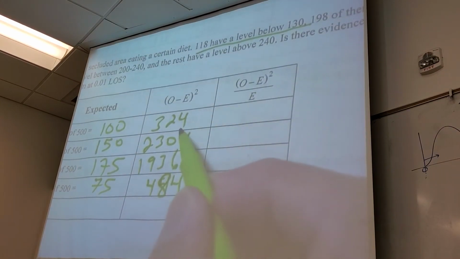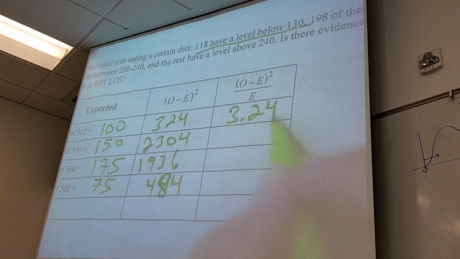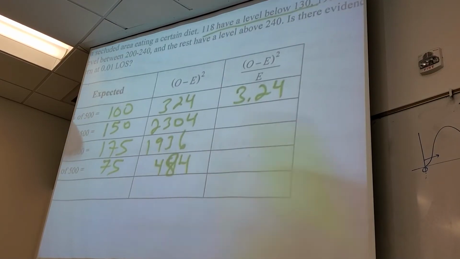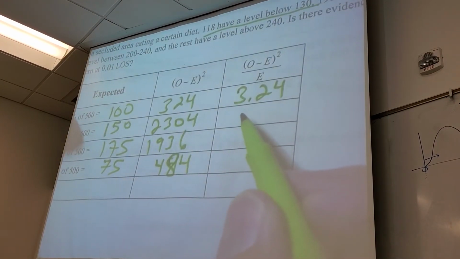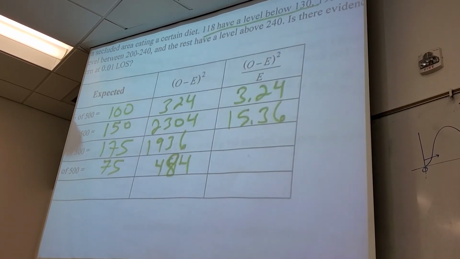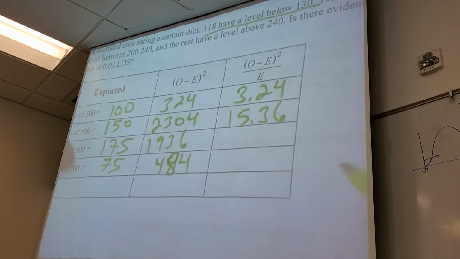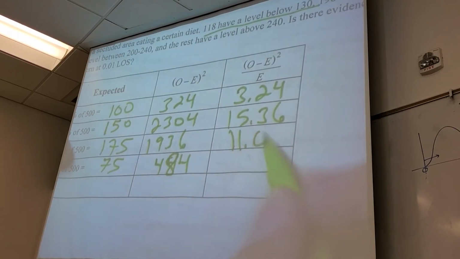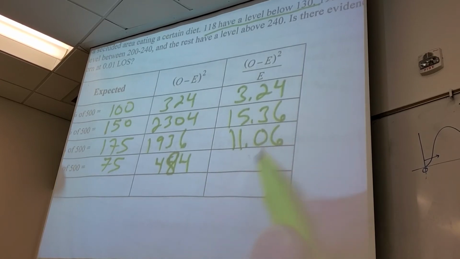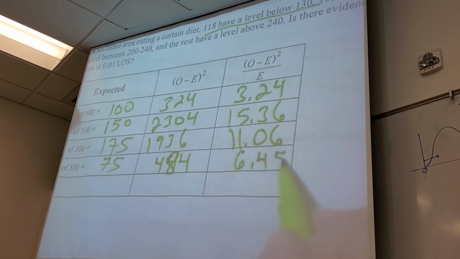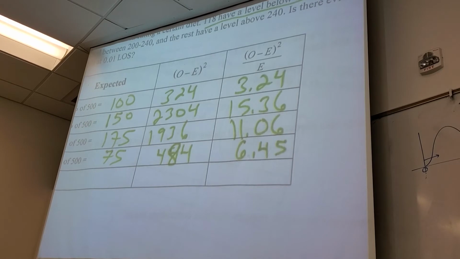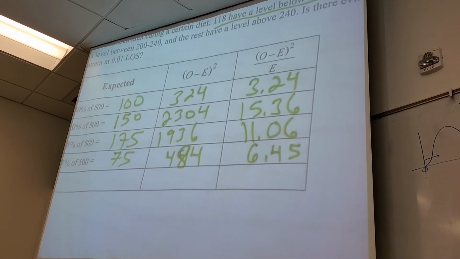And then here, I just got to divide by the expected. This first one's easy. I think I can handle that one. This one, I don't know. It's going to be 15 point something. 15.36. I'm not even going to try this one. 11.06. 6.45. Okay. Does everybody see where those numbers came from?